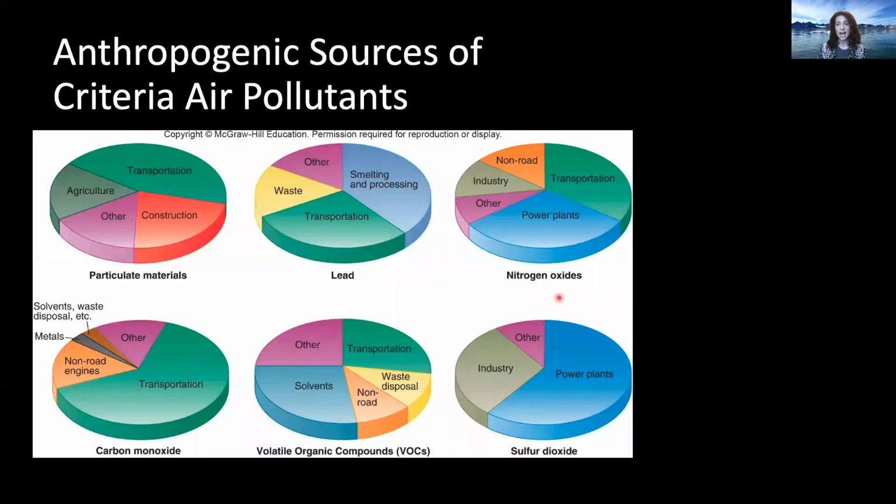So looking at the different sectors that contribute to these conventional major pollutants, we have the 6 ones laid out here, and then the different sources for those pollutants. So just take some time and look over these different anthropogenic sources of those 6 primary criteria air pollutants.